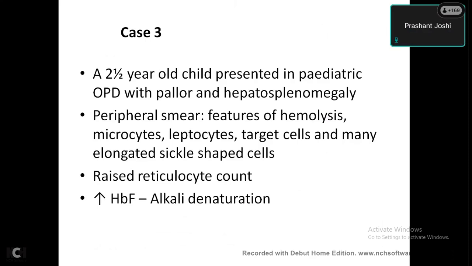You can go ahead. So we come to case 3. This is a 2.5-year-old child who presented with hepatosplenomegaly and pallor, and the characteristic peripheral smear findings were microcytes, leptocytes, target cells, and many elongated sickle-shaped cells. The retic count is high. So we thought of sickle cell anemia. This is about 18 years back. We didn't have HPLC in our department, so we did alkali denaturation for HbF, and it was raised. So we thought it could be sickle thal.